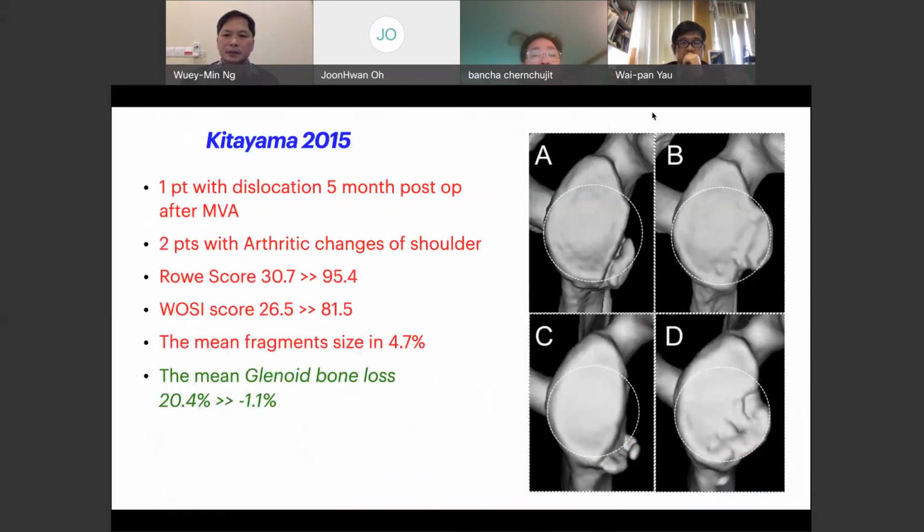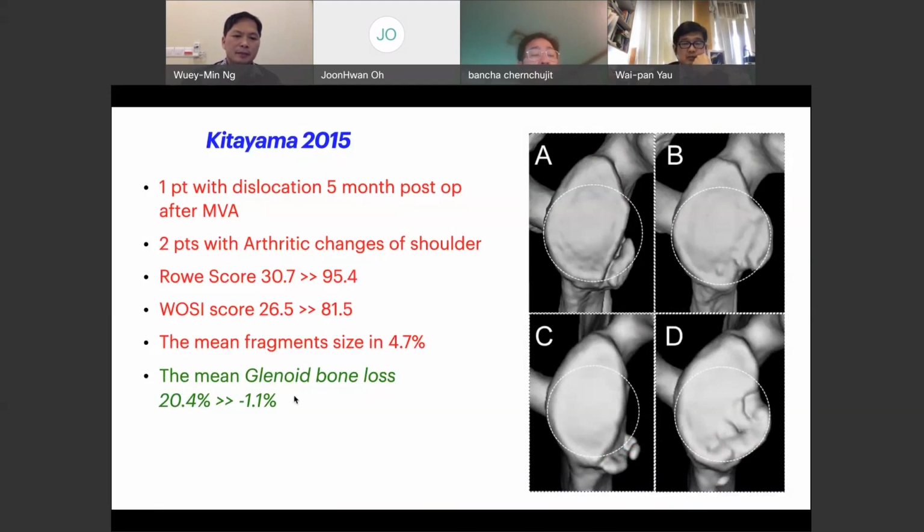They reported in this study one patient with redislocation 5 months after the surgery. This was through a very severe motor vehicle accident. Two patients had arthritic changes. Clinical scores improved. The mean fragment size in this study is 4.7, that means the bone fragment that they captured on the CT scan.